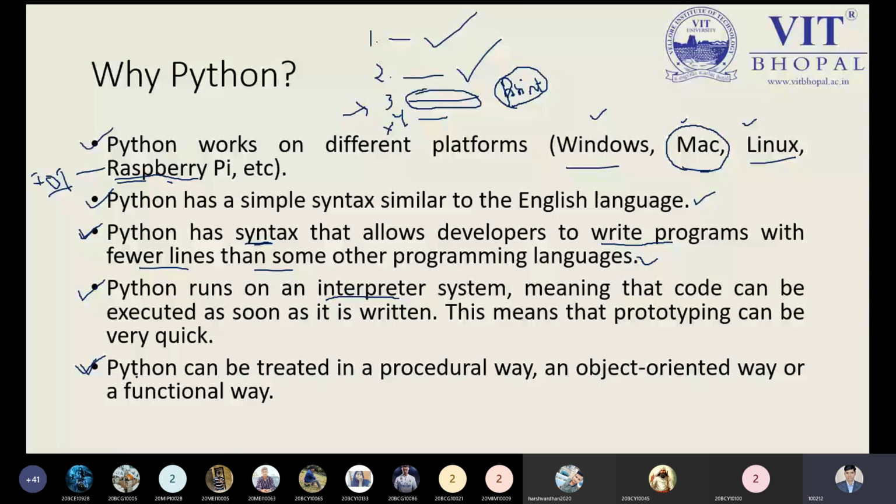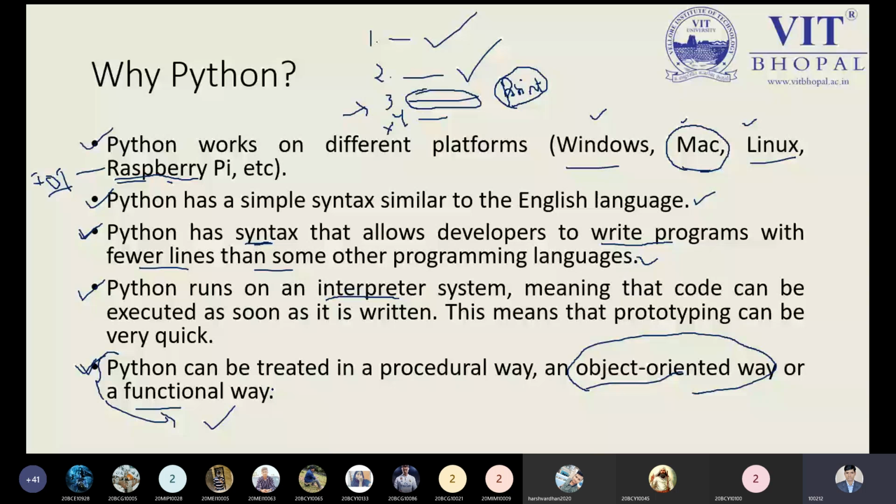Now can I jump to my last point? That is, Python can be treated in a procedural way, an object-oriented way, or a functional way. I will explain this concept via an example, then you will understand better what is meant by object-oriented and what is meant by the functional way. Object-oriented programming I will explain later on. But let us understand the functional way. Functional means you can define different kinds of functions. I will explain these concepts through examples, then you will learn in a better way. I'm skipping the last point for practical purposes only.